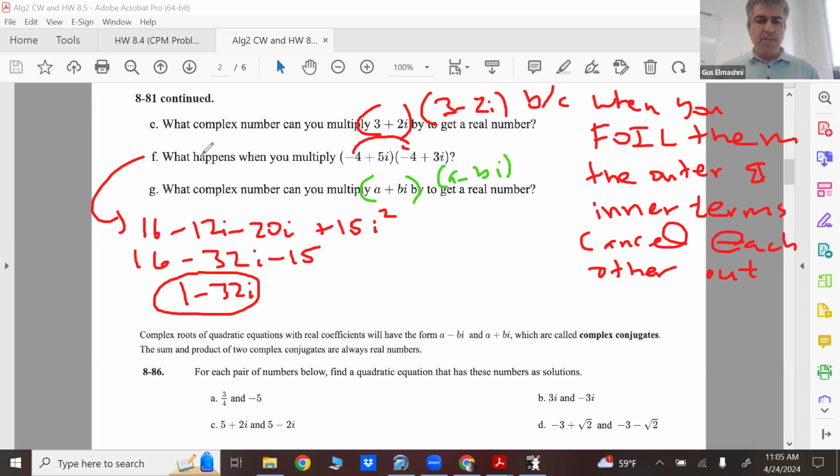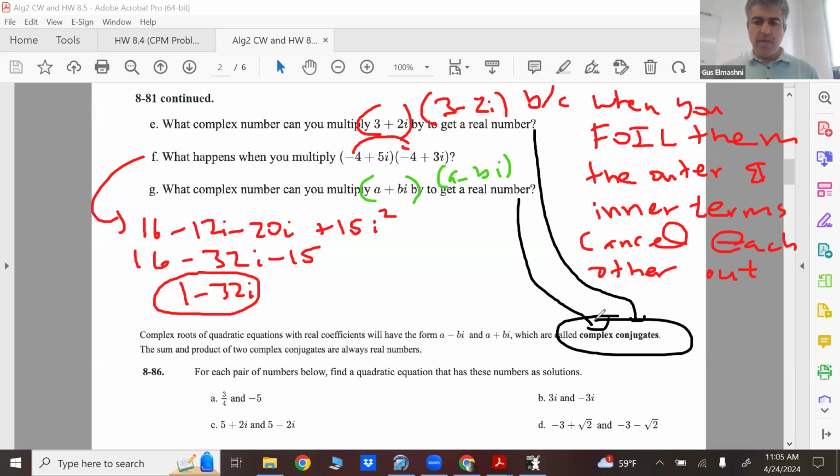So what this leads to for parts E and G, they lead to this. They're called complex conjugates. A complex conjugate is when you have a complex number and its conjugate is very similar to it. The only difference is you change the positive to a negative or vice versa. So those are called complex conjugates of each other. And those solutions always come together whenever you solve a quadratic equation that has imaginary solutions.